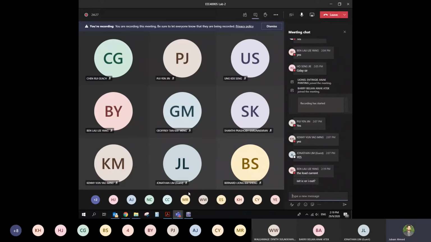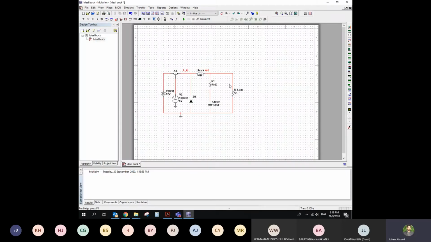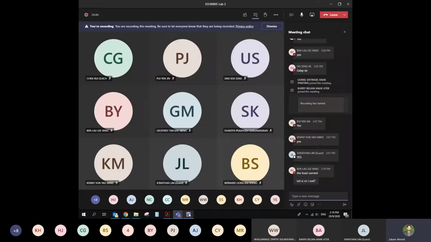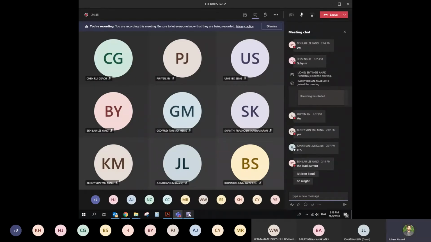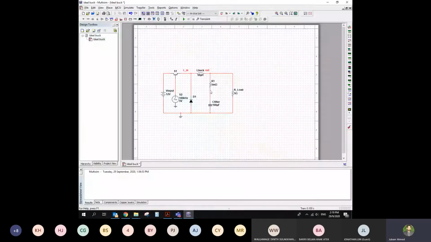The load current, is it IC or I out? The load current is neither IC. It should be I out. IC is the capacitor current. IL is the inductor current. There is going to be a load current here, which is I out. But the voltage at the capacitor and the voltage in the resistor is the same.